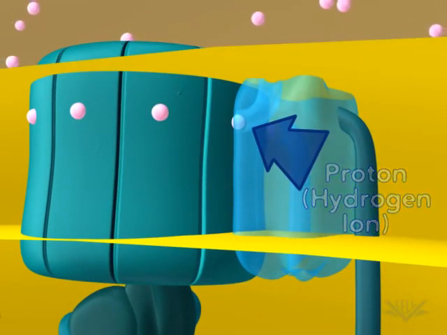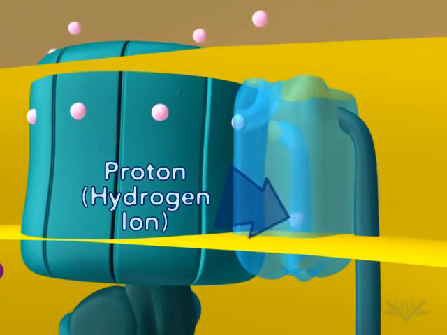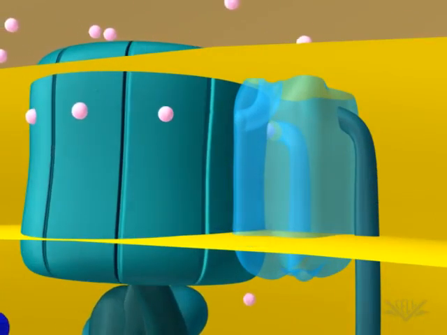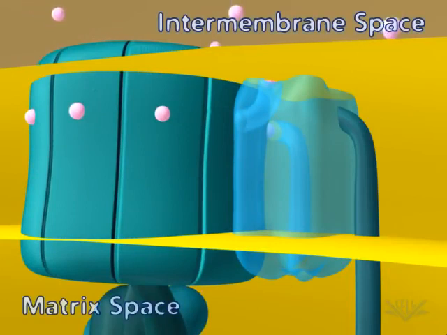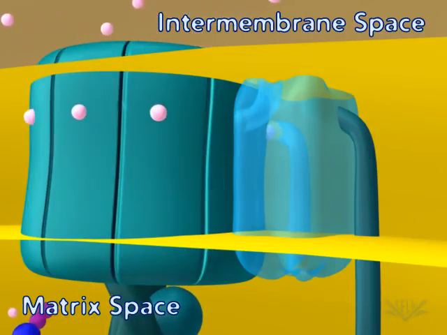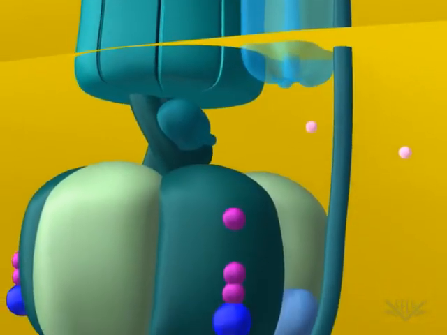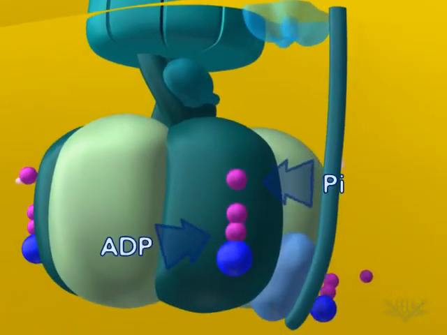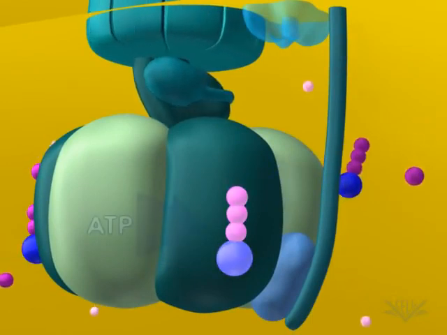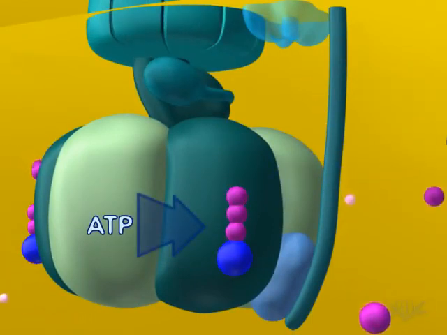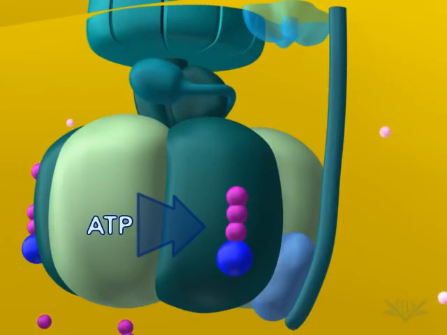One hydrogen ion enters the ATP synthase complex from the intermembrane space, and a second hydrogen ion leaves it into the matrix space. The upper part of the ATP synthase complex rotates when a new hydrogen ion enters. Once 3 protons have entered the matrix space, there is enough energy in the ATP synthase complex to synthesize 1 ATP. In this way, the energy in the hydrogen ion gradient is used to make ATP.